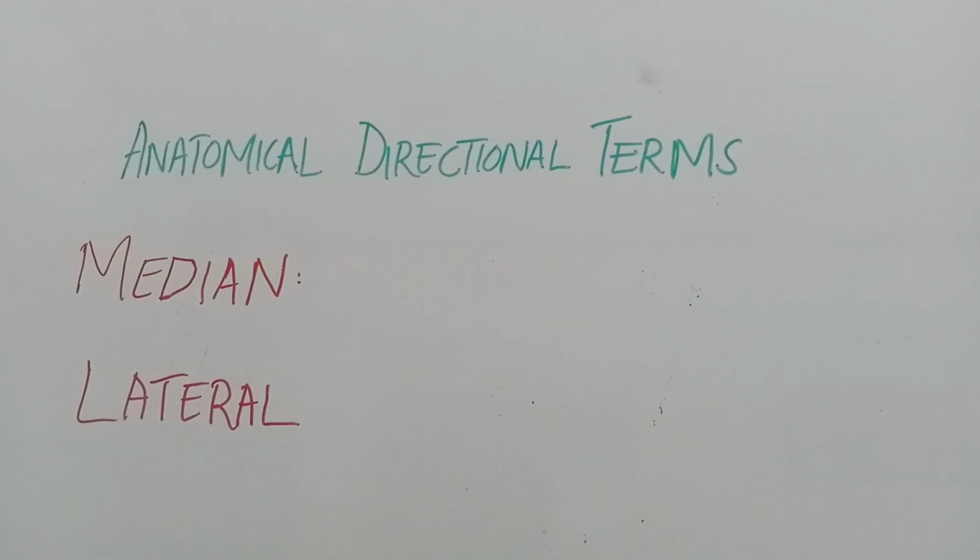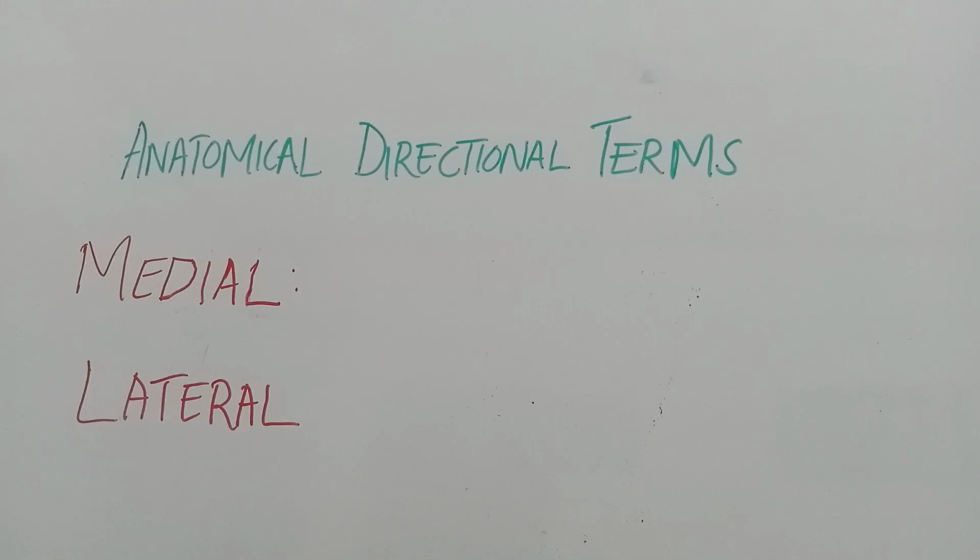The next terms we are going to study are medial and lateral. Medial is used to refer to the structures present nearer to the center of the body. Anything which is closer to the midline is medial. For example, the sternum is present medial to the ribs, and the ribs are present medial to the limbs. So anything which is closer to the midline.